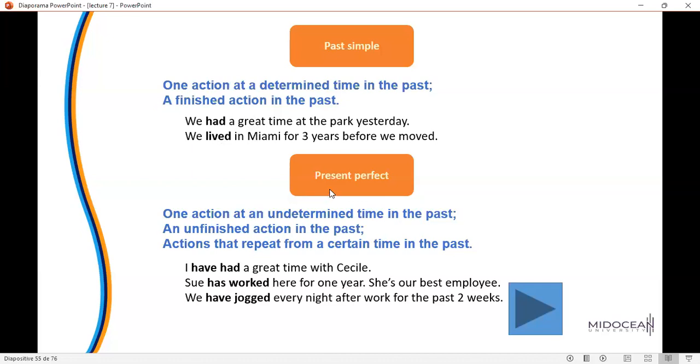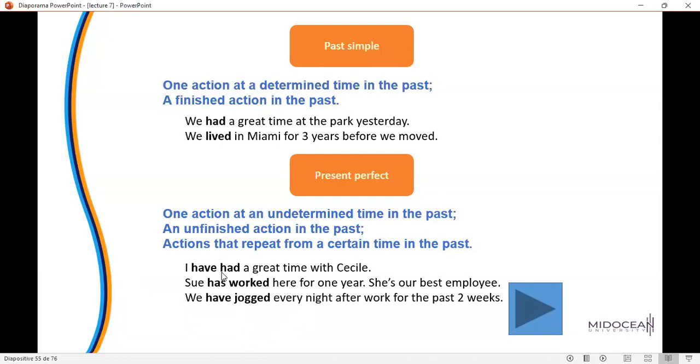Now the present perfect. So here you have one action at indeterminate time in the past. So here look, with the simple past we have a determinate time in the past. Present perfect, you have indeterminate time in the past. You have an unfinished action in the past, and you have actions that repeat from a certain time in the past. Okay?